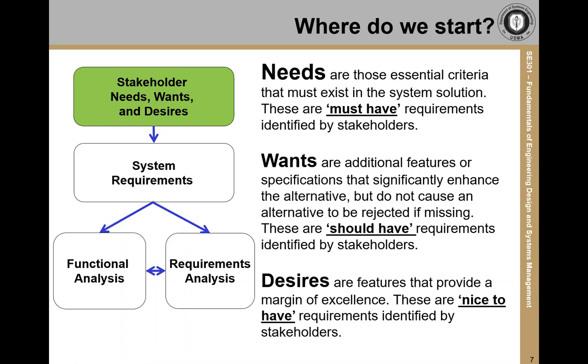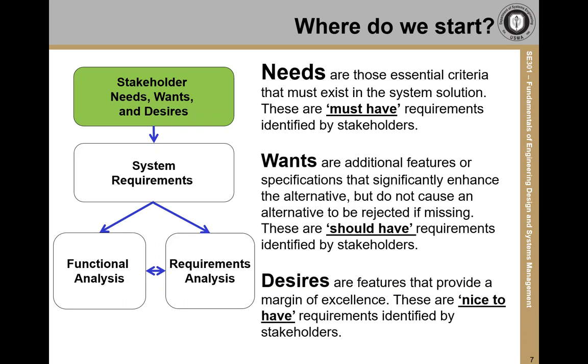We start with those stakeholders' needs, wants, and desires. And I said in lesson 4 that the order of those three words, needs, wants, and desires, is important, right? So needs, as you can see here, are essential criteria that our system solution must exhibit. They are must-have requirements, no-fail missions, if you will. Our wants are other features or specifications that certainly can help our system perform better, but are not necessarily required. They're things that differentiate our different alternatives, right?